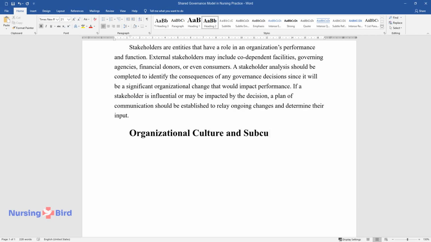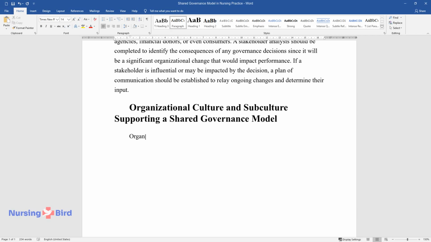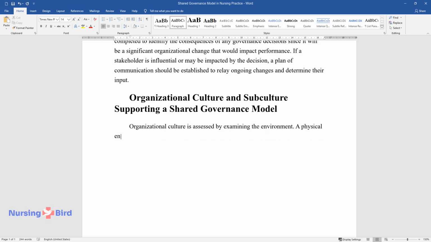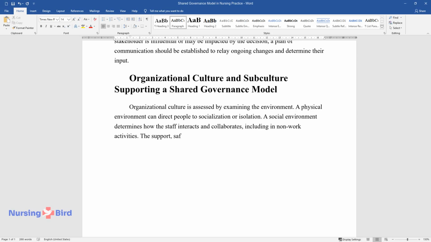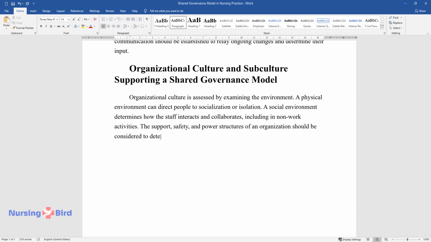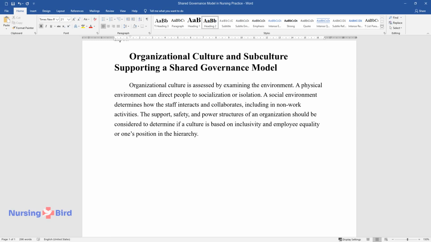Organizational culture and subculture supporting a shared governance model. Organizational culture is assessed by examining the environment. A physical environment can direct people to socialization or isolation. A social environment determines how the staff interacts and collaborates, including in non-work activities. The support, safety, and power structures of an organization should be considered to determine if a culture is based on inclusivity and employee equality or one's position in the hierarchy.